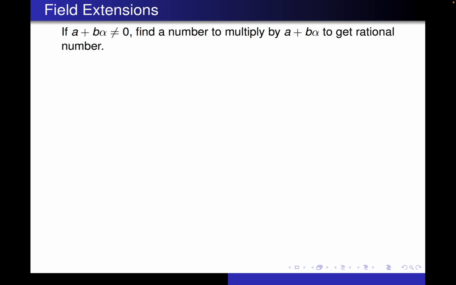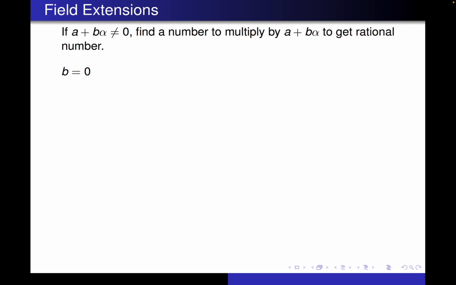So now what we're going to do is find a number in our ring extension, Q of alpha, that we can multiply by a plus b alpha to get a rational number. And again, we don't care what rational number it is now. Most important, we care that it's non-zero, but that's all we care about. So we have two cases, right? Again, if b is equal to 0 and b is not equal to 0.